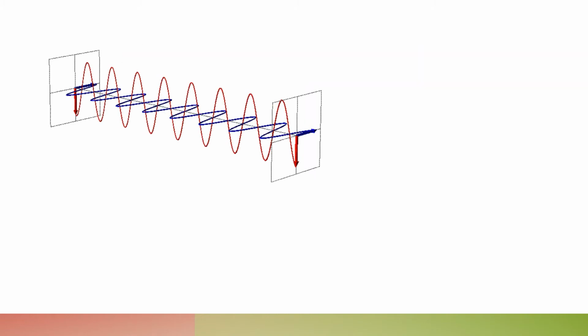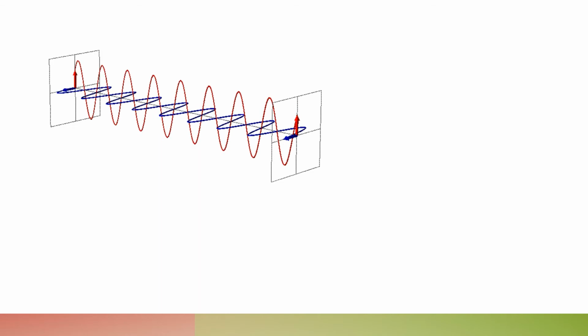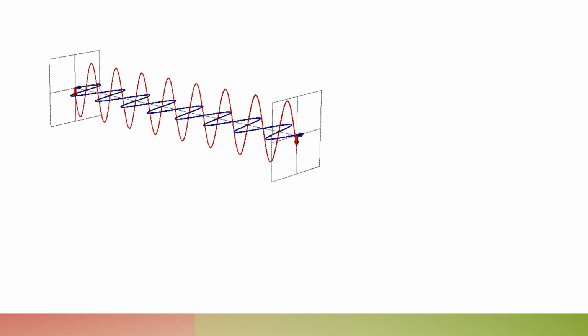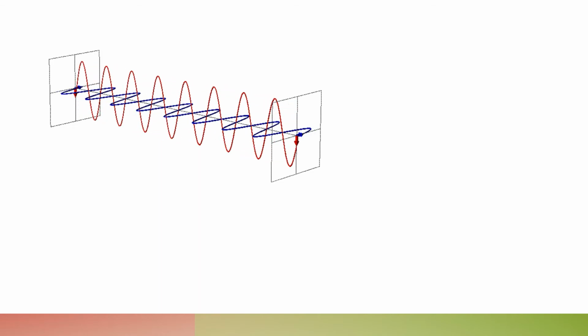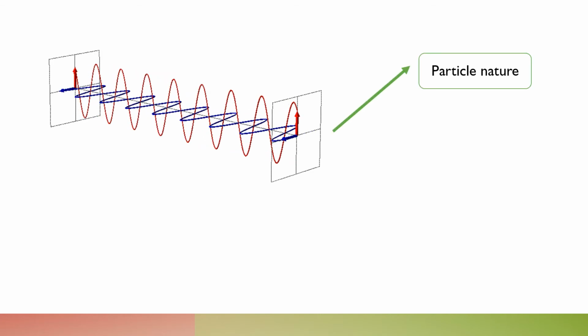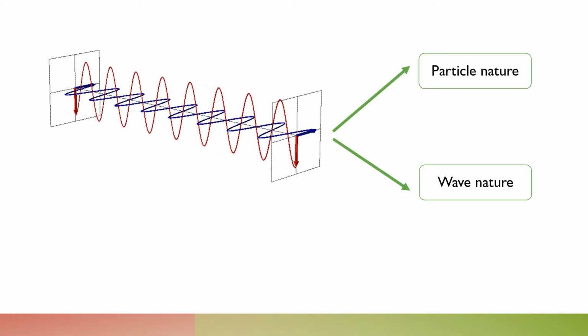Here, the electromagnetic radiations are used to interact with the sample. The electromagnetic radiations have both electrical and magnetic properties. They show both particle nature and wave nature.